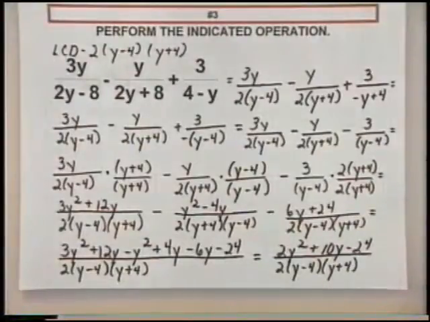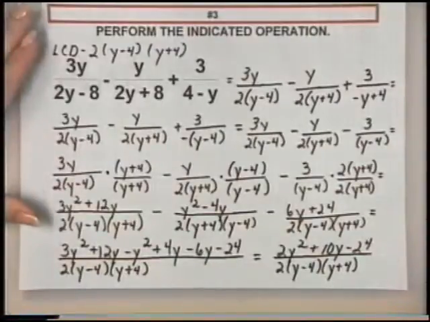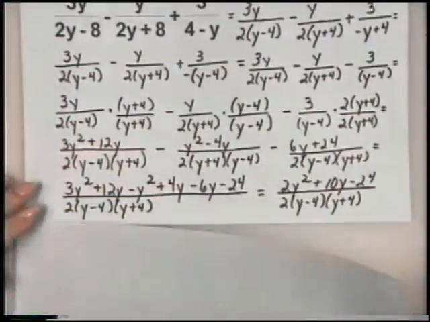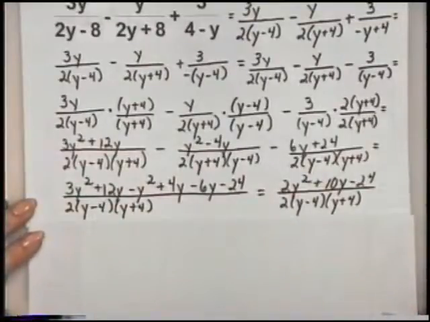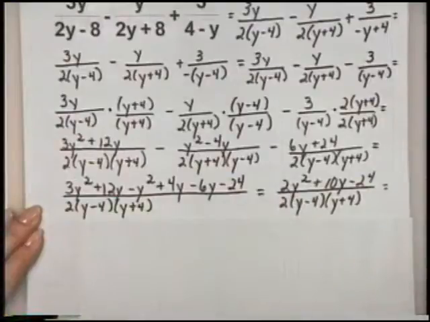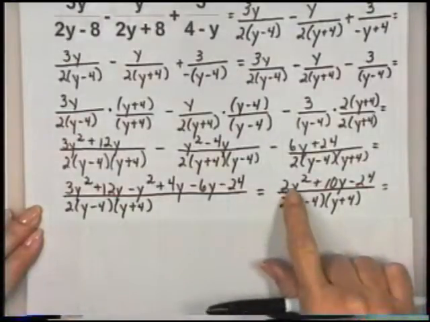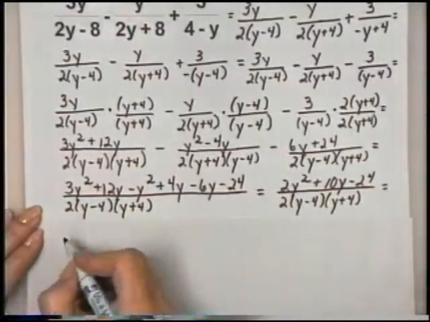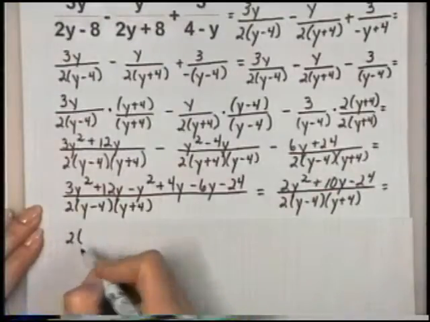Now, I have found the LCD. I have multiplied by needed factors to get equivalent fractions. I have combined my terms in the numerator. I have written my LCD as a denominator. What is my last step? Can I factor this numerator and see if this fraction reduces? Can I factor this numerator? Yes, I can. I have a common factor of 2.